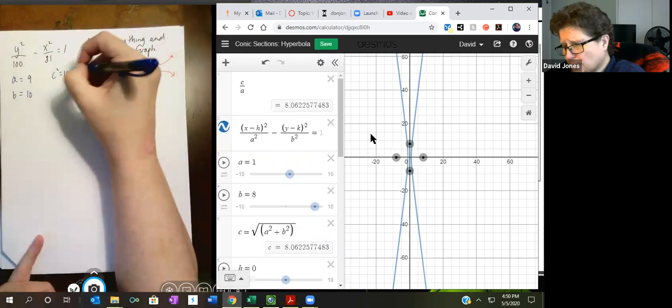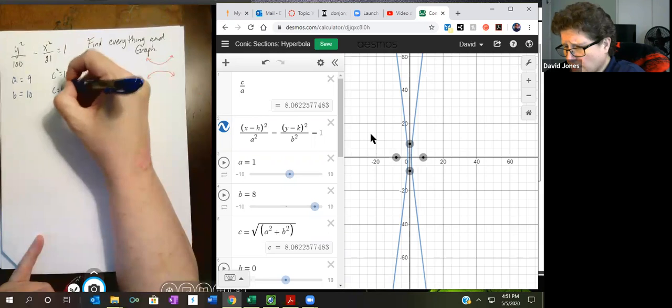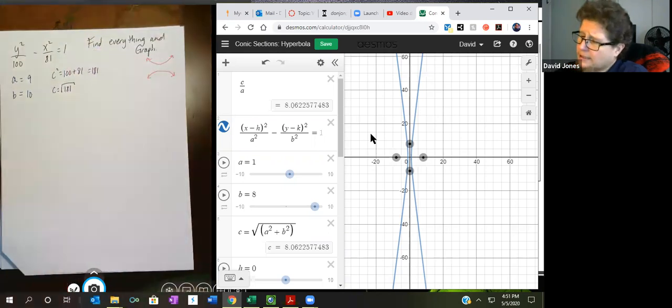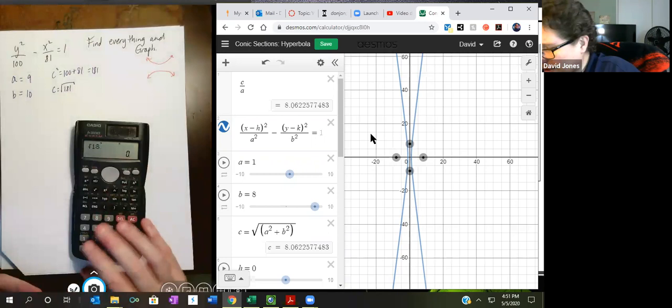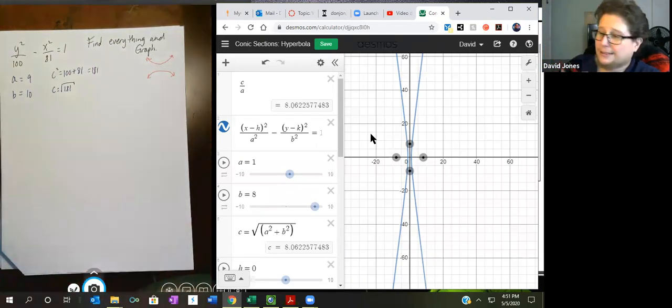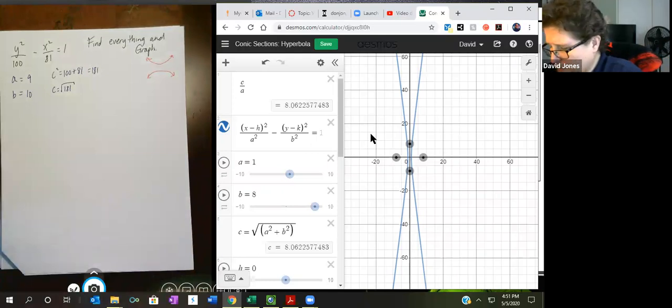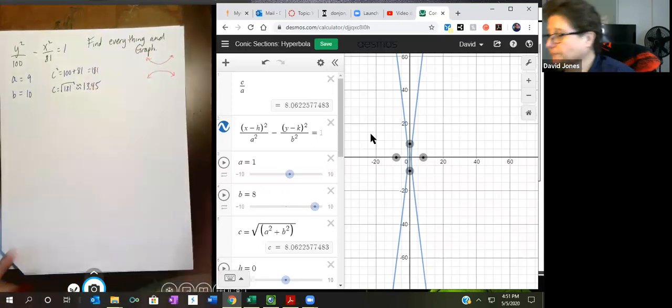C squared is 100 plus 81. So C is the square root of 181. Let's see, 169 is 13. 196 is 14, maybe 13.6. I always practice my math skills. 13.45, not quite 13.6. A little too much estimating. I didn't stop and think about which one it was closer to.